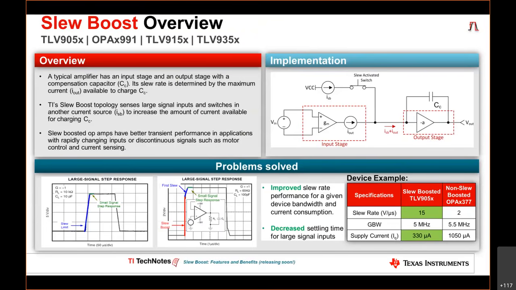So on the bottom left, you can see a side-by-side comparison of a last generation device versus a slew boosted device. And on the bottom right, see the comparison, how you're getting 15 volts per microsecond at only 330 microamps of quiescent current.